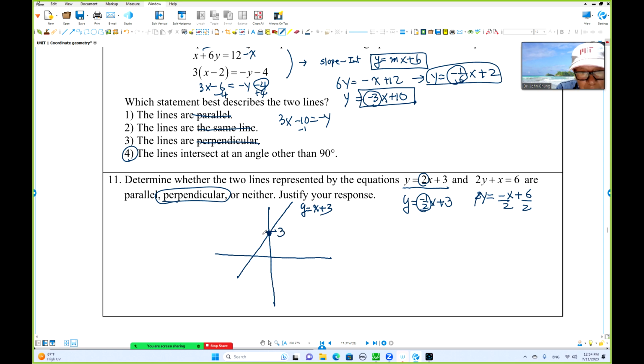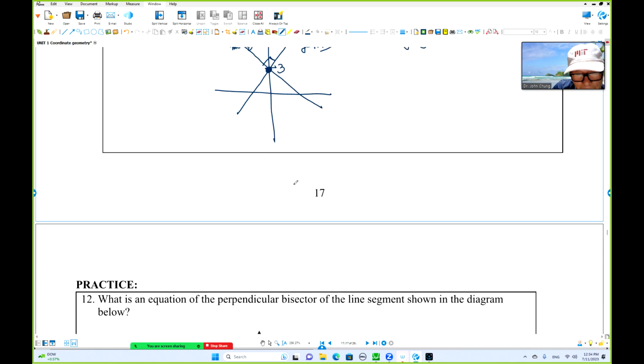It's going to pass through this same point. But this one, times negative 1/2, must be perpendicular, okay? This slope is negative 1/2. It's going to pass through the same point over here, but they are perpendicular. That's number 11.